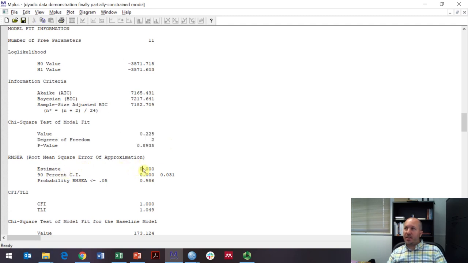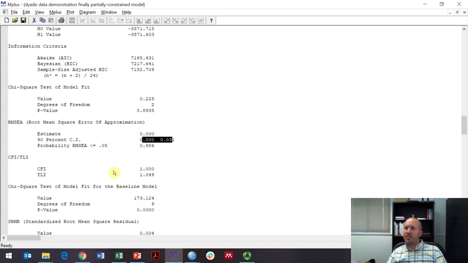My RMSEA is 0, and the confidence interval is 0 to 0.031, and that's with a 95% confidence interval, which means even with my interval, I'm still well below the, I think if I remember right, 0.10 for RMSEA.